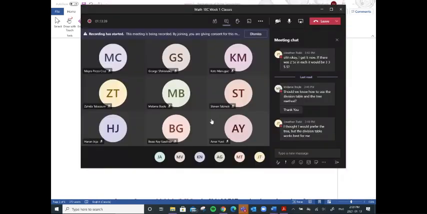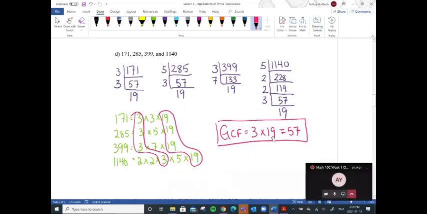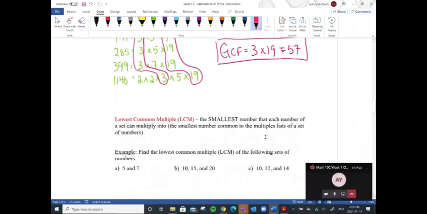Okay, everybody okay with greatest common factor? Or I should say, any questions about greatest common factor? Perfect, okay. Let's move on to lowest common multiple.